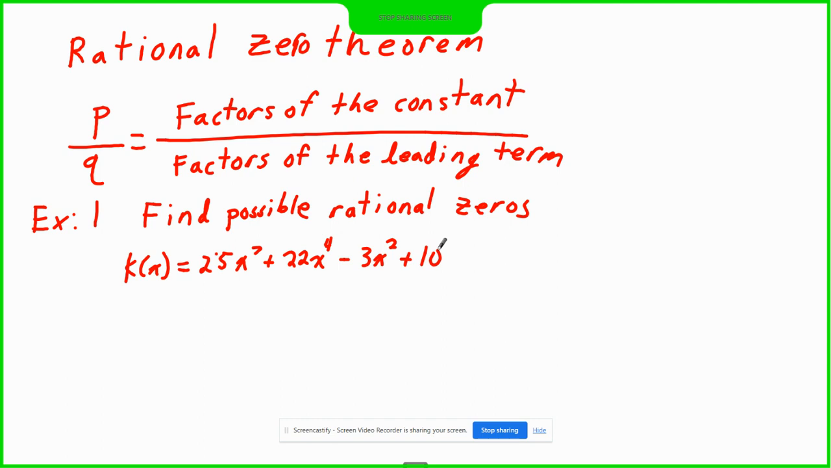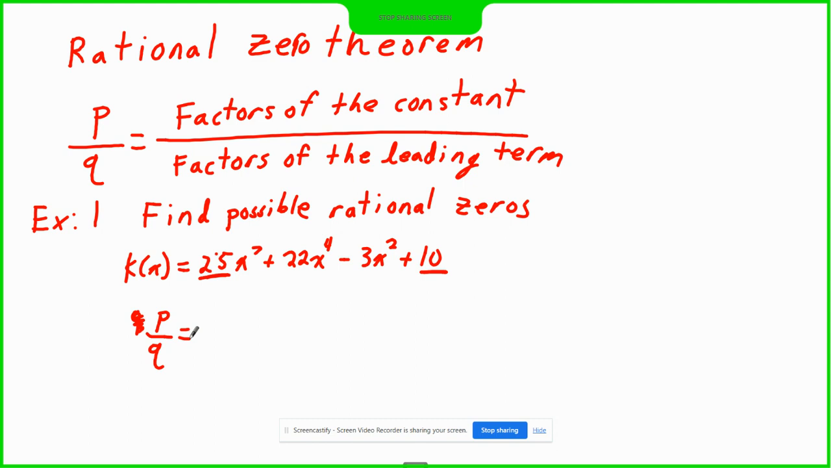All right, so the only thing I care about is just the constant, which is the last number, and the leading coefficient, which is the first number. So what I have to do is determine all of my factors of 10. So here we go. This is P divided by Q. I'm going to take my factors of 10. This is the way I like to do it.